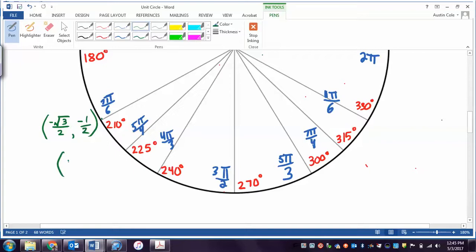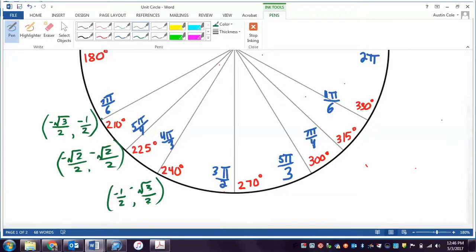Well, 45s are always the square root of 2 over 2, comma, square root 2 over 2. But they both have to be negative. And then lastly, 240 degrees, well, that's a reflection coming down of what? From what? 120, right? 120 down to 240. So that's going to be negative 1/2, comma, negative square root 3 over 2. Guys, we're using the same three numbers, aren't we? Yeah. Over and over and over again.